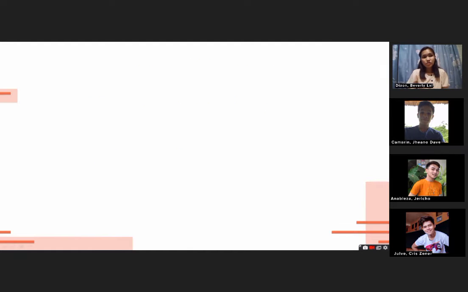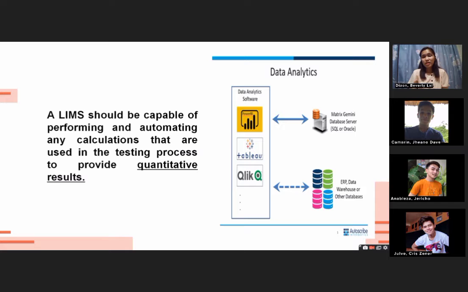A LIMS should be capable of performing and automating any calculations that are used in the testing process to provide quantitative results. As I said earlier, LIMS supports modern laboratory operations. That's why it is important that it is capable of performing and automating any calculations to provide quantitative results. And a quantitative result is an outcome or conclusion that can be arrived at by measurement.